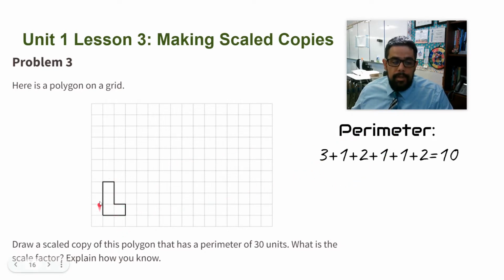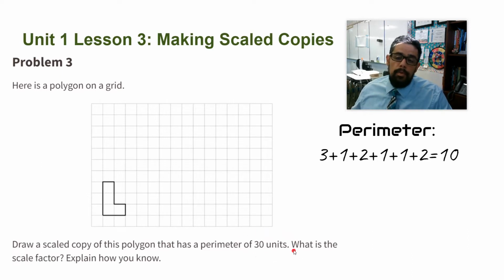So here they are, right? 3, the side is 3, plus 1, plus 2, plus 1, plus 1, plus 2 equals 10. So the perimeter of the original one is 10. Now I know the perimeter of the scaled copy is 30.